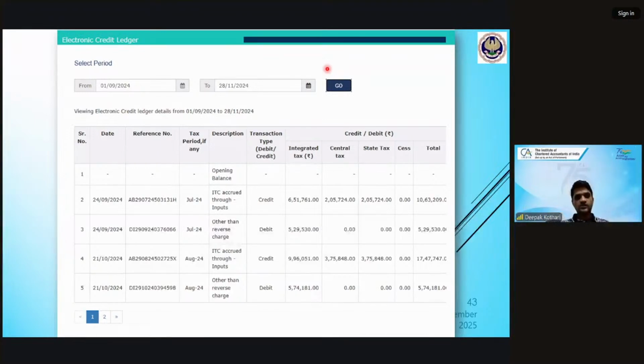Other than reverse charge, right? Because you have to pay output tax of other than reverse charge and you have to pay taxes of reverse charge. So that's why they will do a bifurcation of other than reverse charge and reverse charge.